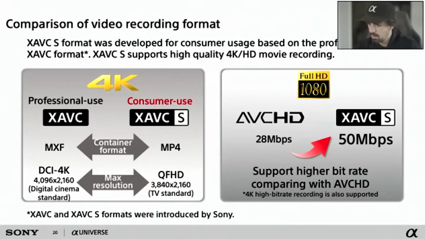And definitely, even XAVC S, which is a consumer level codec, you're getting all the Alpha cameras doing this. It's better than the standardized AVCHD. It's better in terms of more information, but you're still dealing with a more efficient compression.